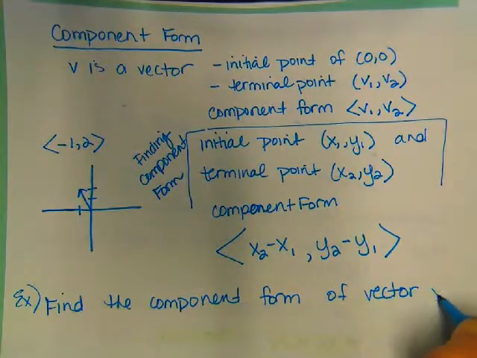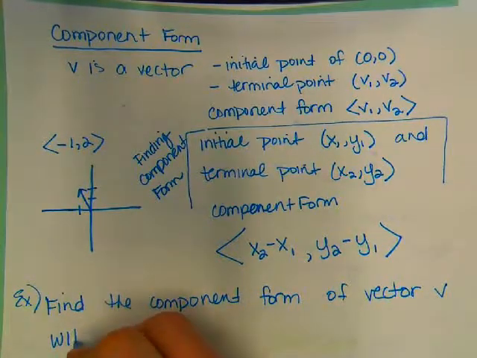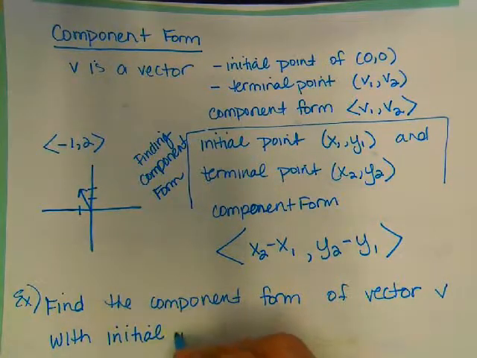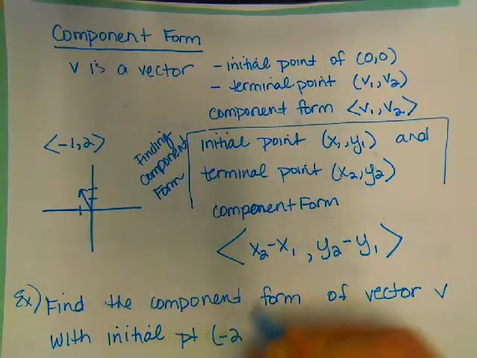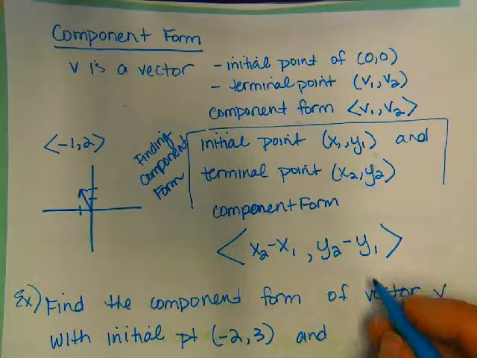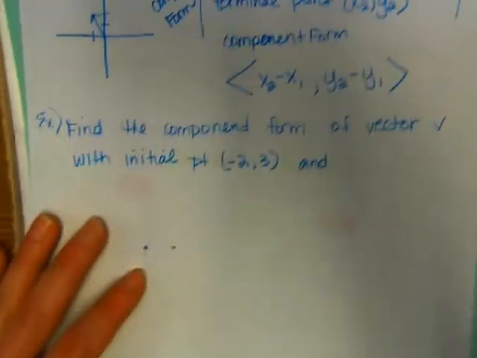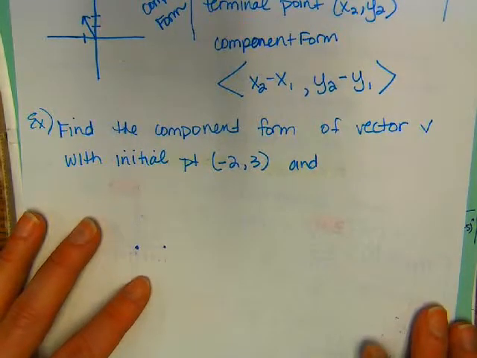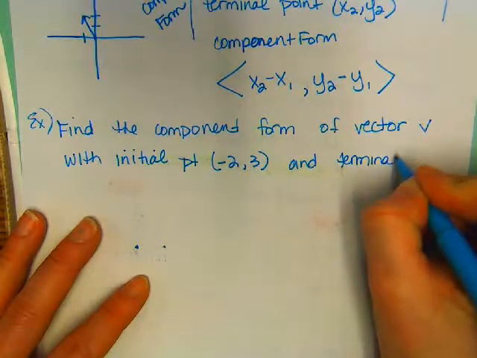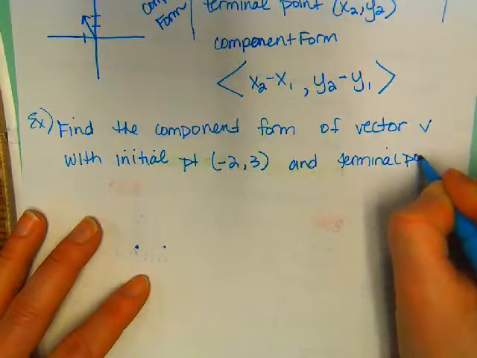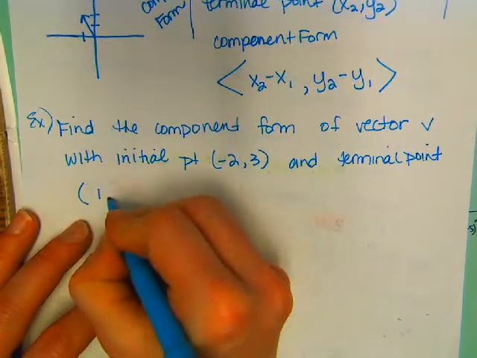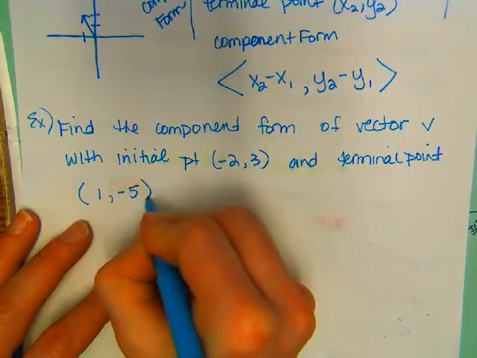let's find the component form of vector v with initial point -2, 3, and terminal point 1, -5.